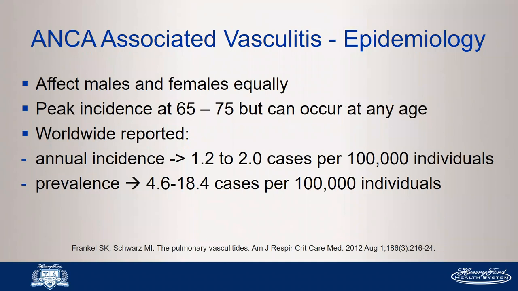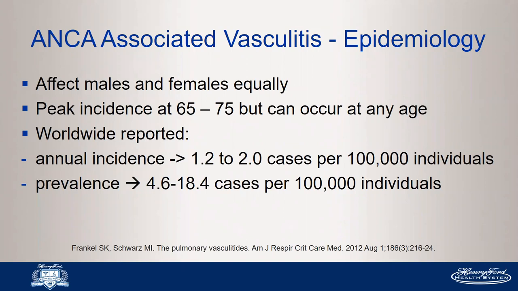So ANCA-associated vasculitis epidemiology. Depending on where the literature is coming from, they've studied the epidemiology of ANCA-associated vasculitis in different countries in Europe and in North America. For the most part, it affects males and females almost equally. Peak incidence is at about 65 to 75 years of age, but if you look at the range, I've seen data stating 9 to 75 years of age. Children can have ANCA-associated vasculitis too.